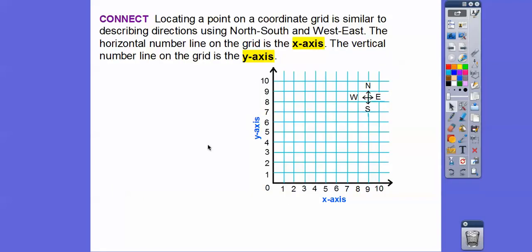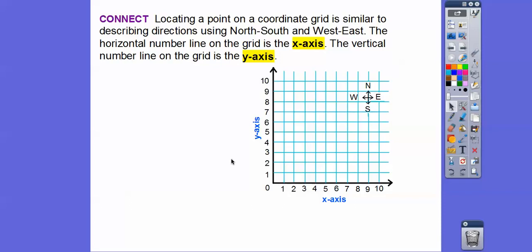Locating a point on this coordinate grid is similar to describing north, south, west, and east. You remember north is going up, south is down, west is to the left, and east is to the right. We're going to use that to describe our coordinate plane. And when you get into geometry in high school, it's called coordinate geometry.